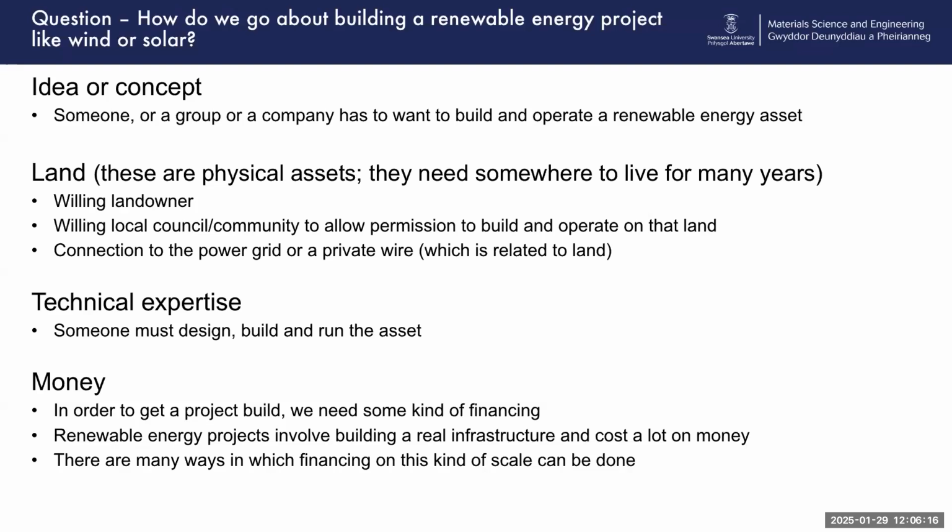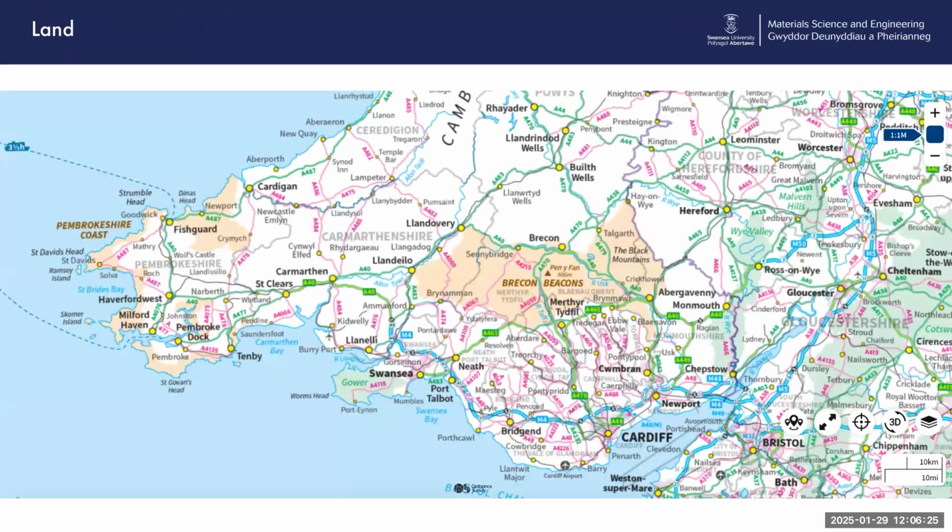So renewable energy projects involve building real infrastructure and they cost money. And there's many ways in which these things can be done. So let's just say we live in Wales, South Wales. This is a map of South Wales. This is the land available to us, our canvas.